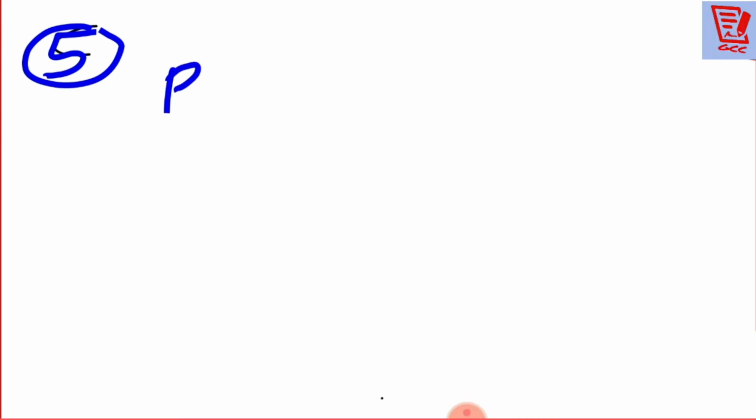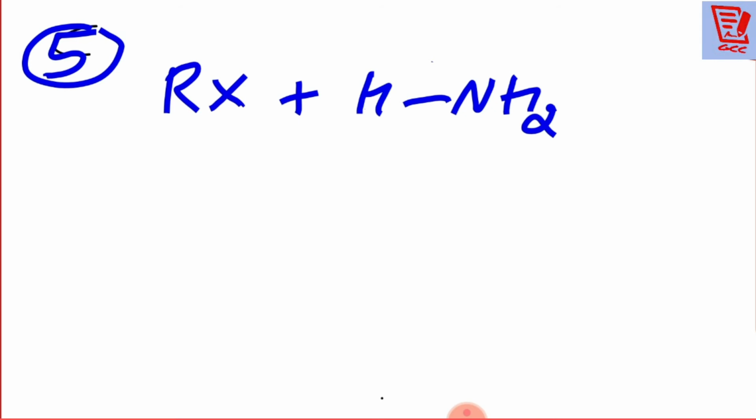Now, the next, fifth reaction that we are going to do. Again, I am taking here RX. Now I am doing the reaction with the amino group, or the substitution with the amino group. Now you see, I am taking ammonia here. This ammonia can be written this way also. Just see, all of you, H and NH2.